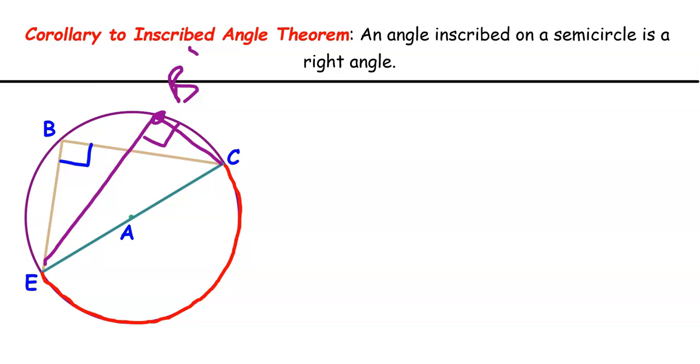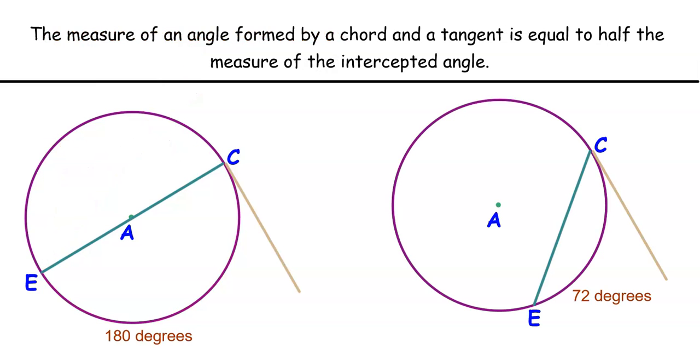So now we're going to move on to some other angles that can be created here. Based on what we saw from tangent lines and radii, where tangent lines and radii are 180 degrees, we can also say, and this is true, that the measure of an angle formed by a chord and a tangent is equal to half the measure of the intercepted arc.